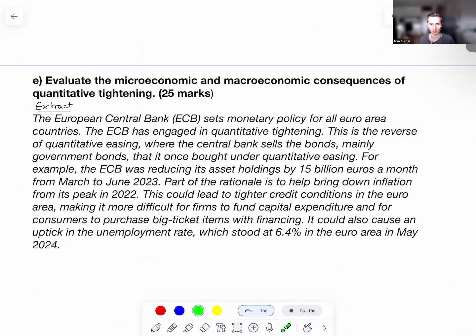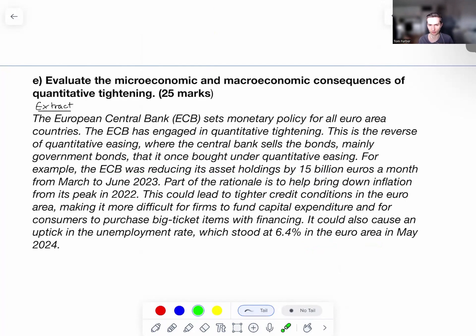Here's the other 25 marker. Evaluate the microeconomic and macroeconomic consequences of quantitative tightening. And here's the extract. So maybe a few relevant things to point out here is that, well, it mentions this 6.4% unemployment rate in the euro area. That could be relevant, maybe for discussing spare capacity, for example. You've also got this fact that the ECB is reducing asset holdings by 15 billion euros a month. That's essentially what quantitative tightening is.